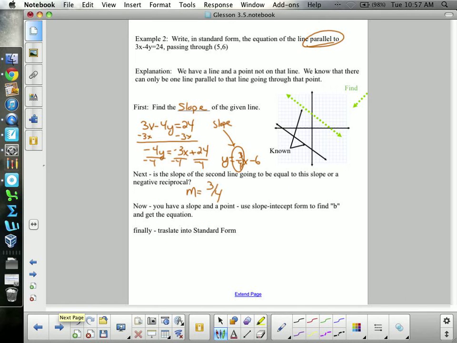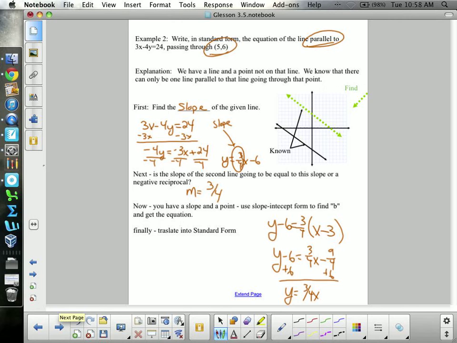Now I know the slope, and I know a point on that line, 5, 6. Once I know a point and a slope, I can write the equation using either point slope or slope-intercept form. So I'm using point slope, y minus the y-coordinate equals m, x minus the x-coordinate. So y minus 6 equals 3/4 x minus 9/4, and then adding 6 to both sides, y equals 3/4 x, negative 9/4 plus 6.